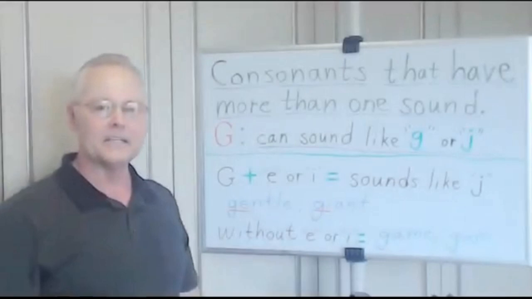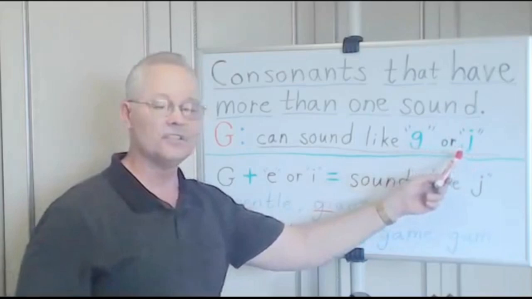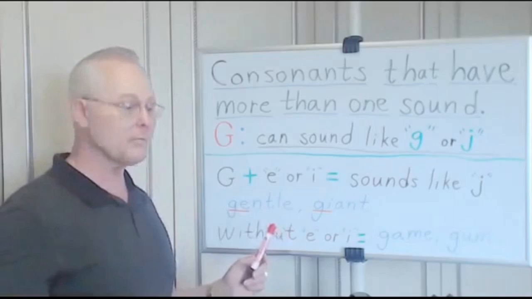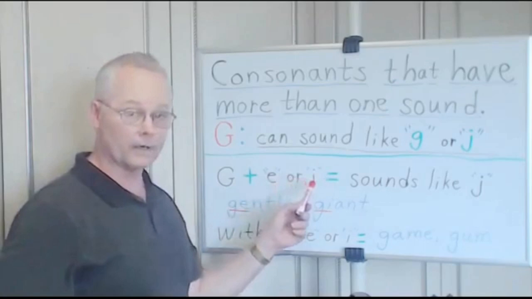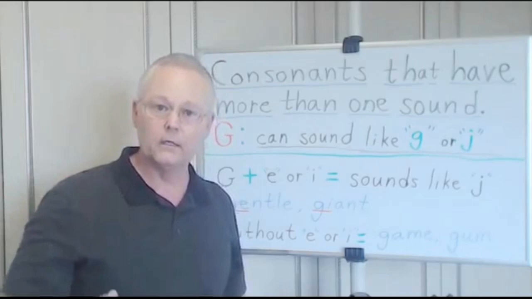Okay, now let's look at the letter G. G can sound like G or J. Here's the rule, this is the part to remember. G plus E or I, the letter E or the letter I, sounds like J. Sounds like the letter J. Now, the letter J, like J-U-M-P, jump.